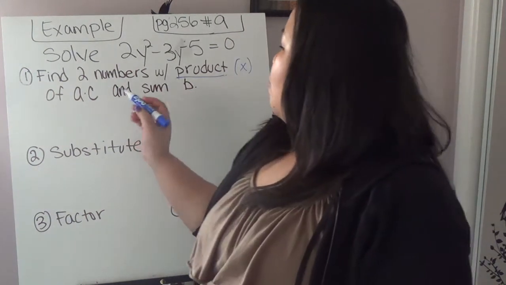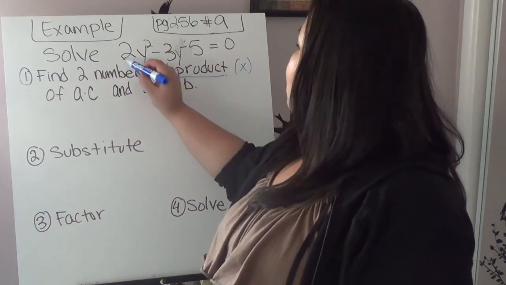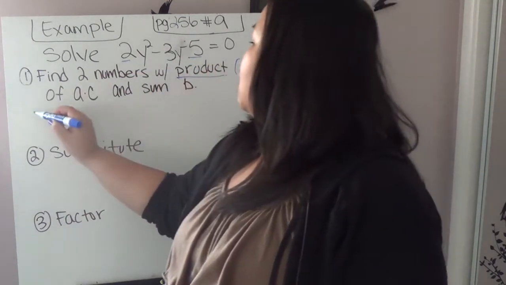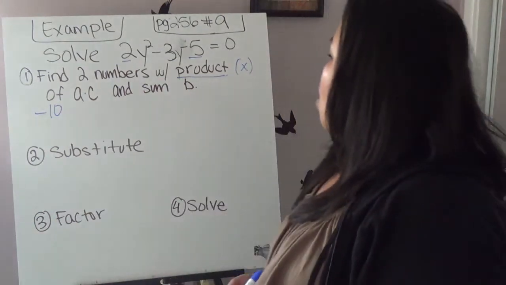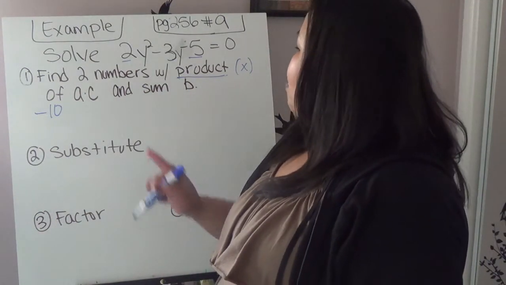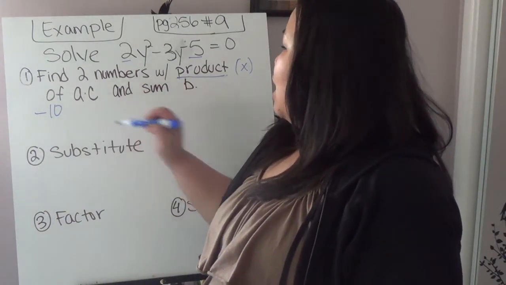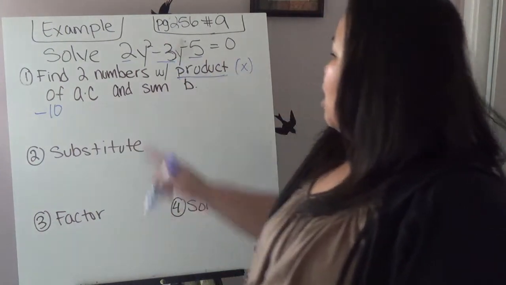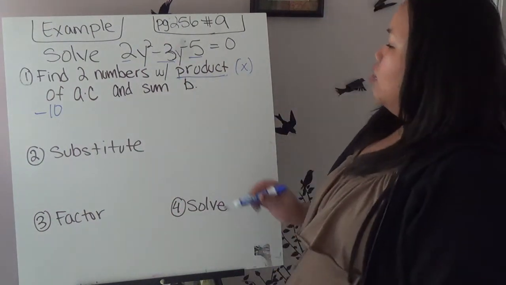So two numbers that when a and c, what's a and c? This is a, 2 times negative 5, which is negative 10. Multiplied together gets me negative 10, but added together gets me negative 3. Okay? That's the sum, b.